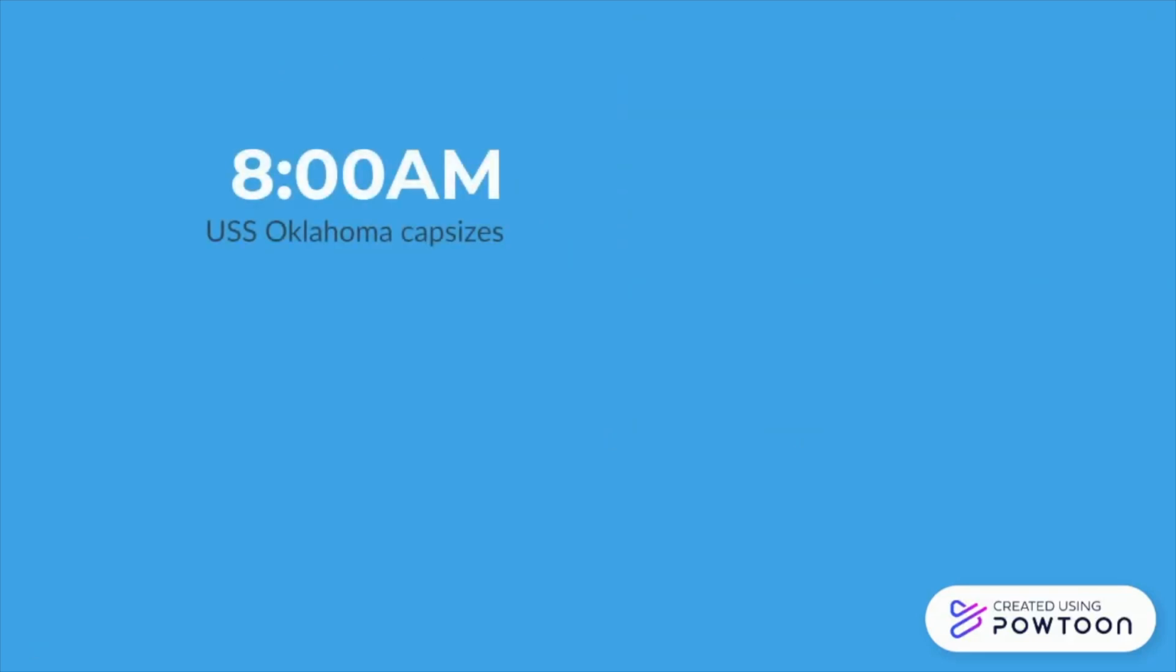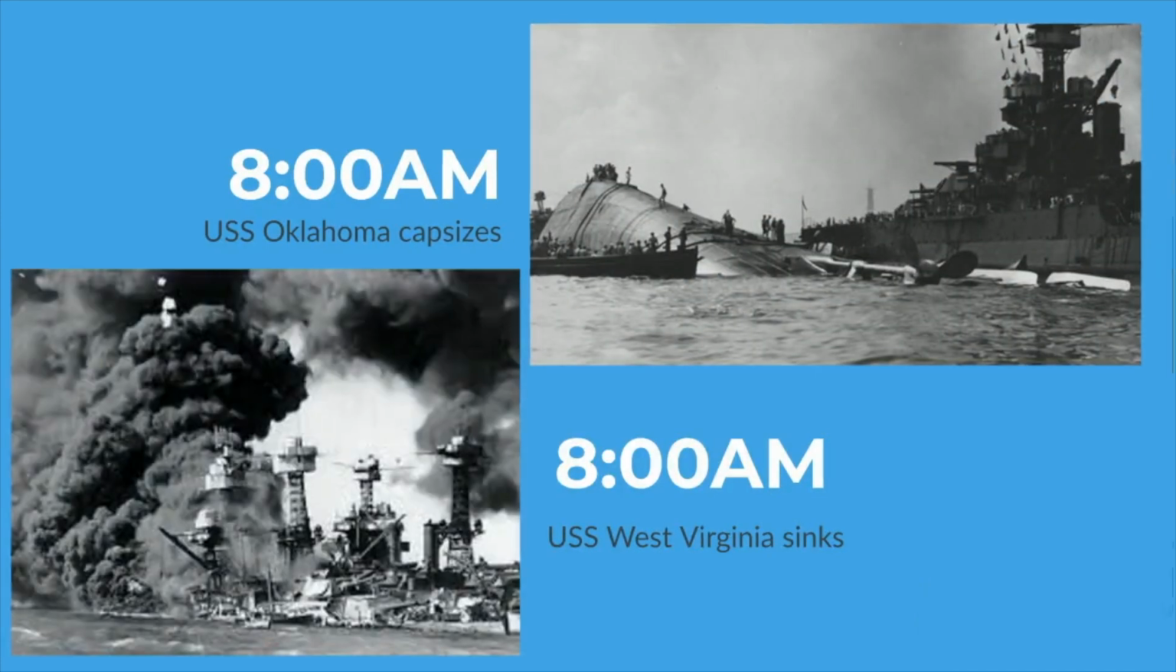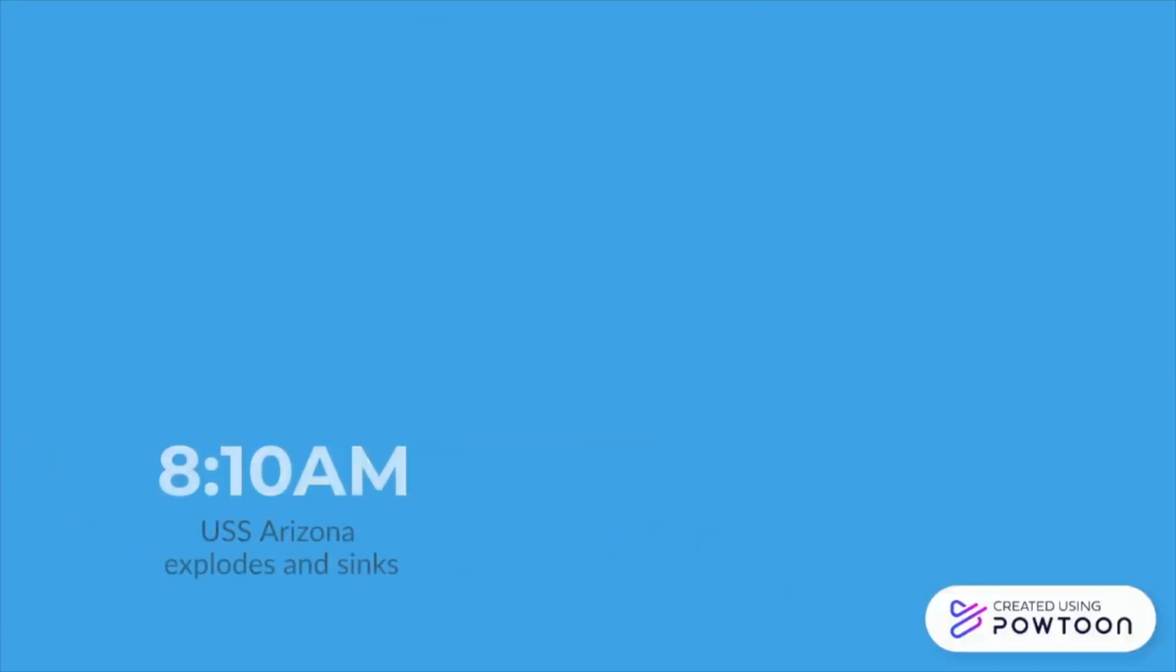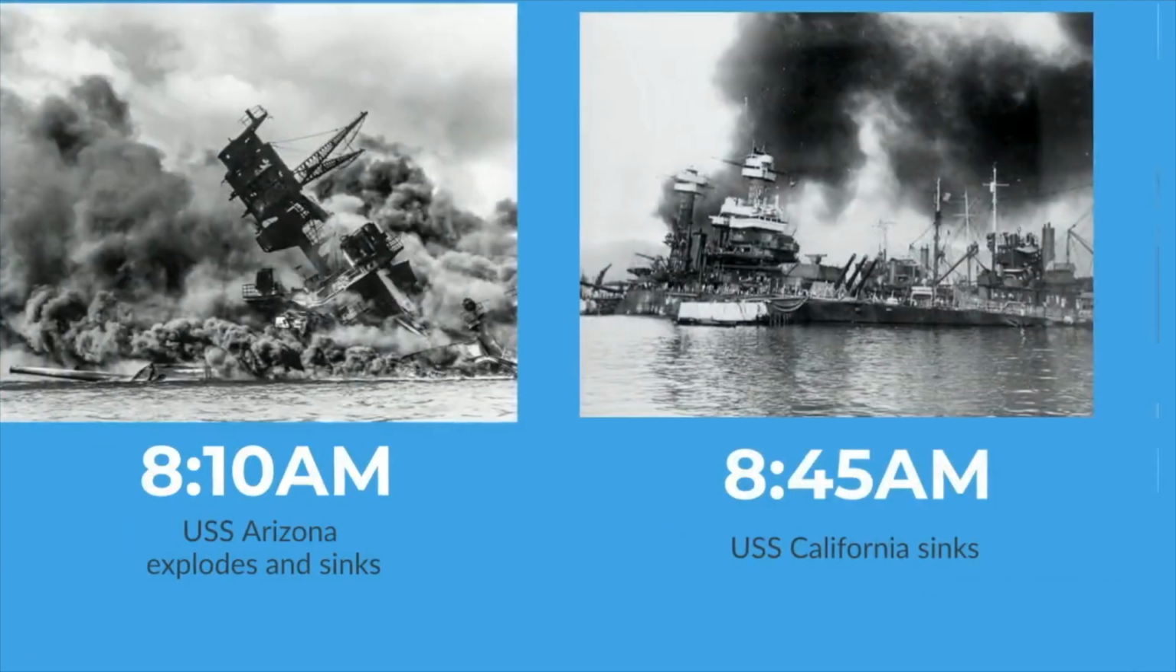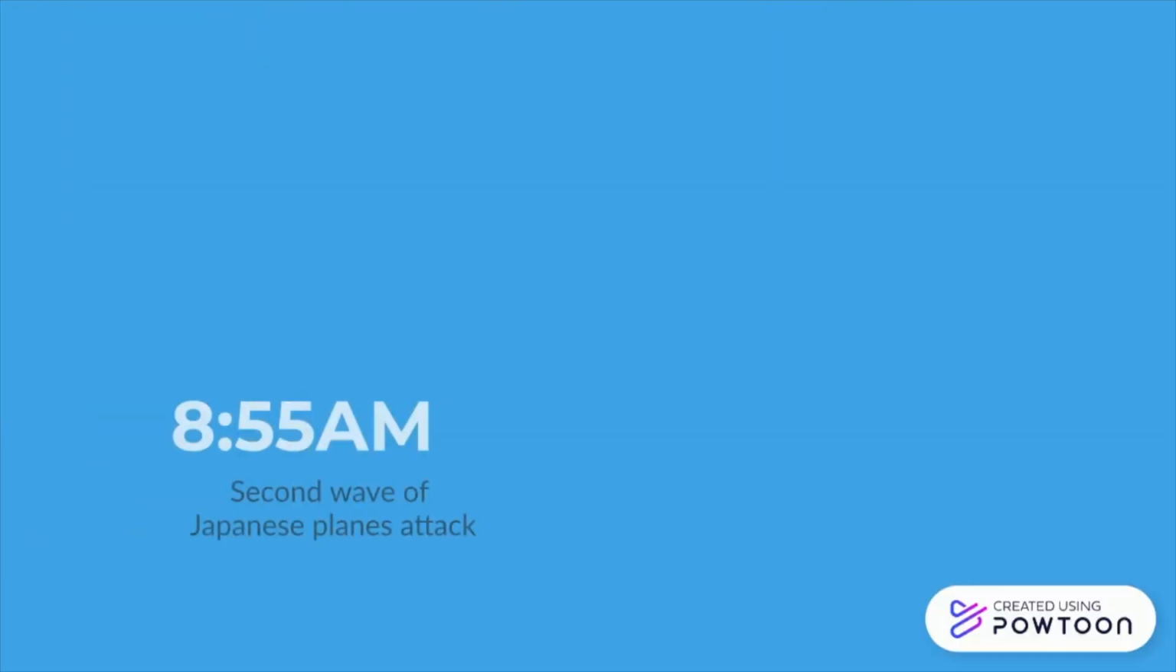At 8 o'clock the USS Oklahoma capsizes and the USS West Virginia sinks. 8:10 a.m. the USS Arizona explodes and sinks. At 8:45 the USS California sinks. At 8:55 a.m. second wave of Japanese planes attack. 10 o'clock the attack ends. America has now entered World War II.